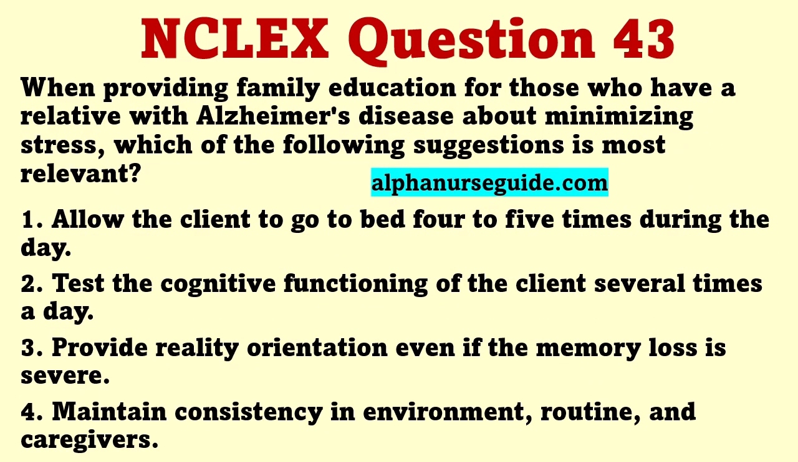When providing family education for those who have a relative with Alzheimer's disease about minimizing stress, which of the following suggestions is most relevant? 1. Allow the client to go to bed 4 to 5 times during the day. 2. Test the cognitive functioning of the client several times a day. 3. Provide reality orientation, even if the memory loss is severe. 4. Maintain consistency in environment, routine, and caregivers.